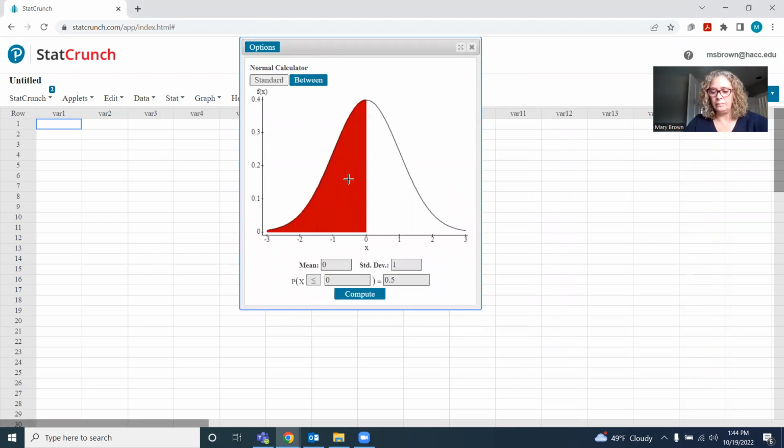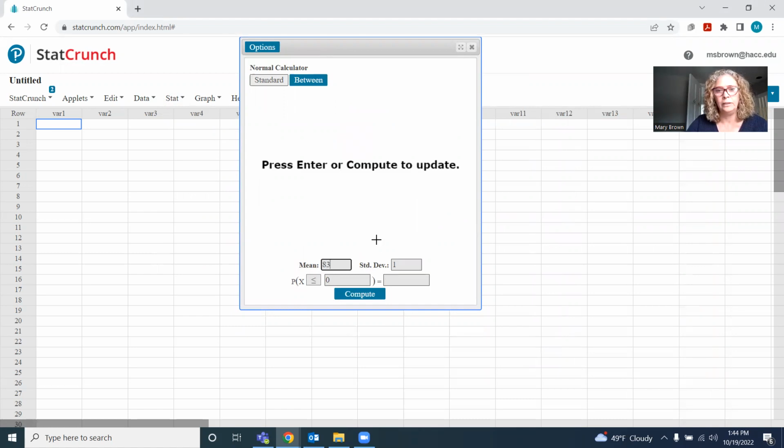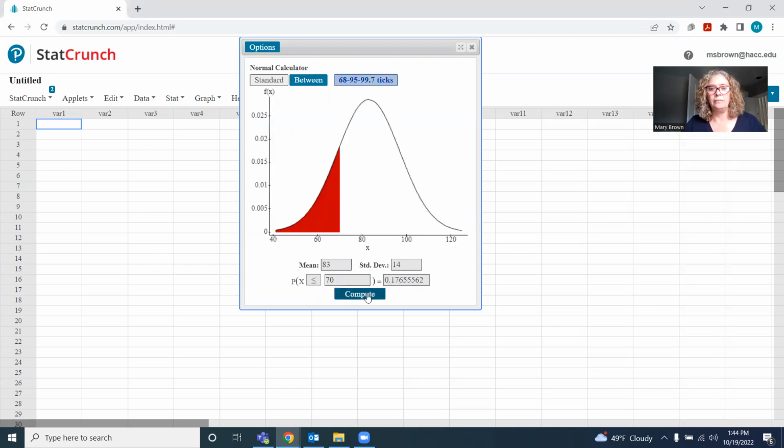So for example, in one of my classes that I'm teaching this semester, math for elementary teachers, the mean grade in the class is 83 with a standard deviation of 14, and the grades are relatively normally distributed. So if I want to know the probability of a student not passing the class, what is the probability that X is less than or equal to 70? Now notice less than or equal to versus strictly less than is not any different in a normal distribution because it's continuous. So less than or equal to 70 has the same probability as strictly less than 70.